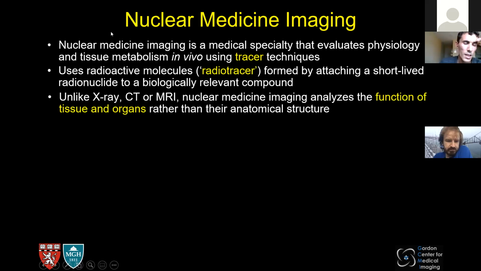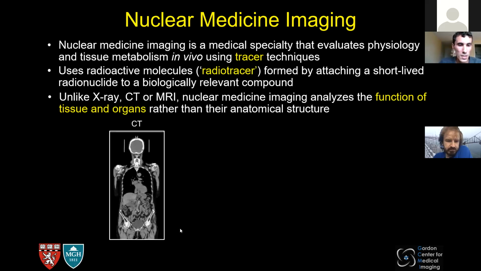So it's really important to emphasize that unlike many of the imaging modalities that are used in the clinic, such as X-ray, computed tomography, or MRI, nuclear medicine imaging really focuses on analyzing the function of tissue and organs rather than their anatomical structure. So I think you can have a sense about the difference between functional imaging and anatomical imaging by just looking at the pictures that you get from these scanners.